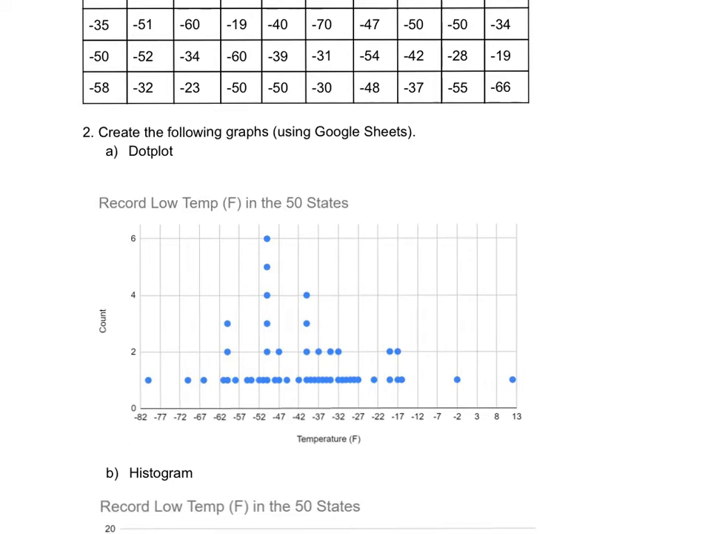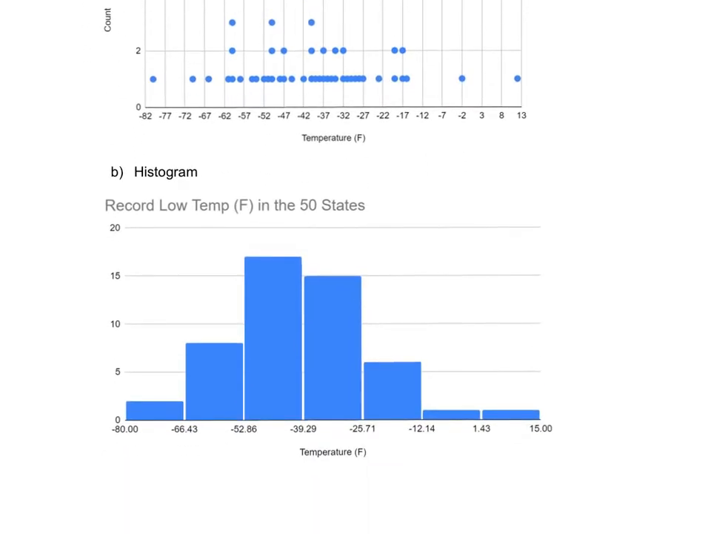So I went ahead and carried all of the data over to Google Sheets. I listed it and kept track of the count for each temperature and had it create a scatter plot for that information. Most of the states only had one dot. This dot that has 6 of them above was -50. There was one that had 4, one that had 3, a few that had 2, but most of the temperatures only occurred once. But a dot plot for this is a little bit more time consuming than what we did in B, which is a histogram.